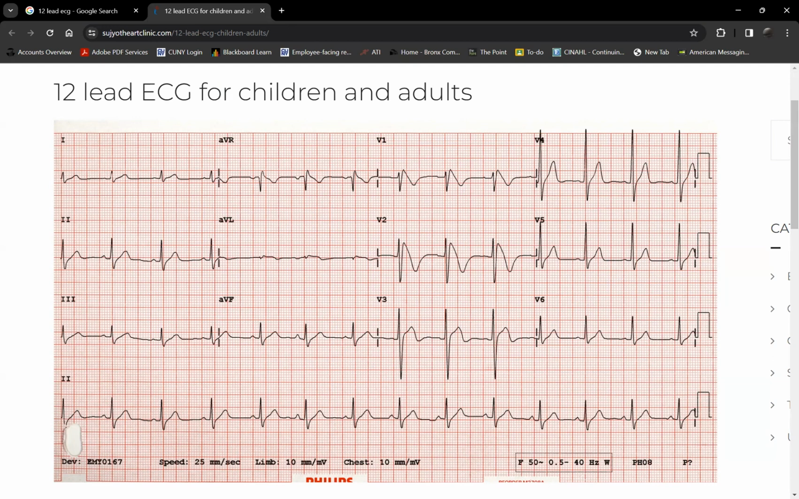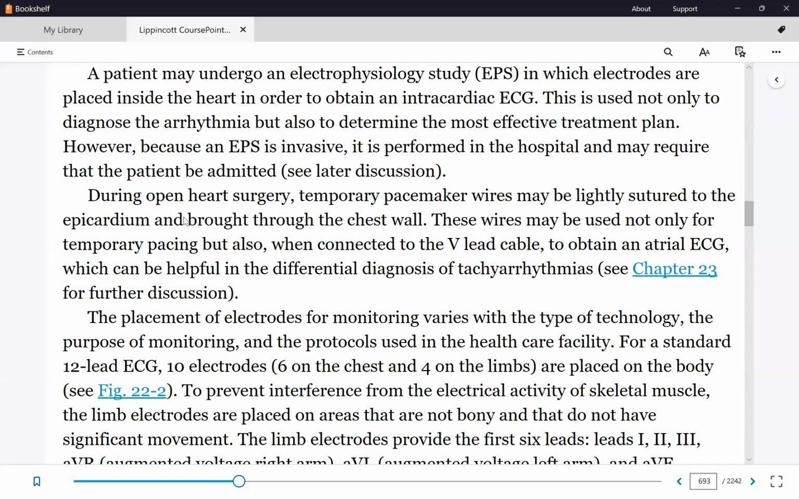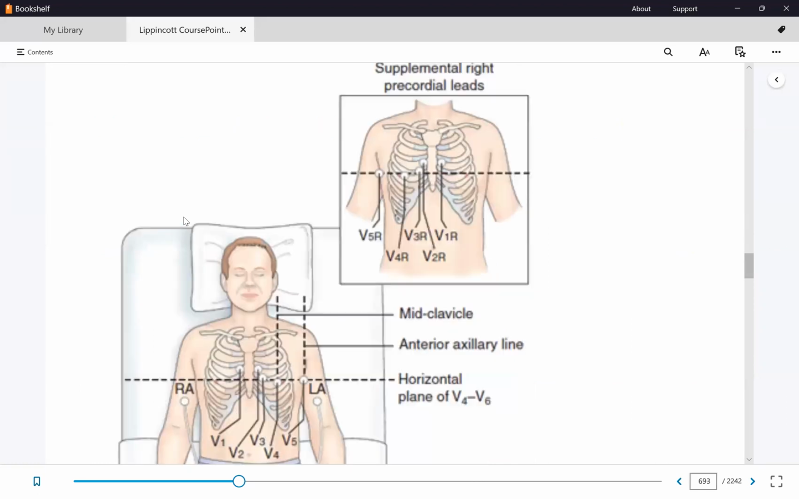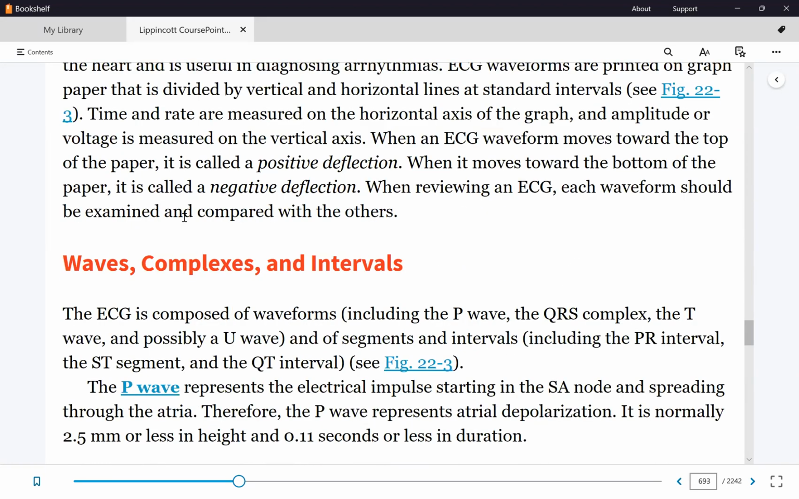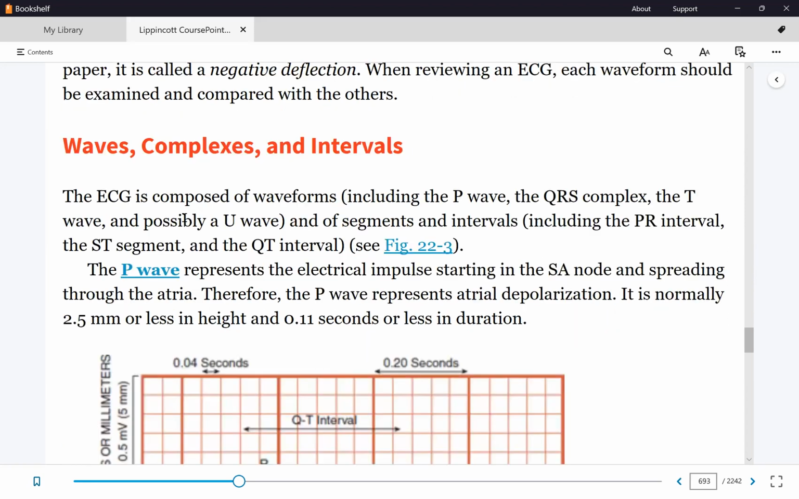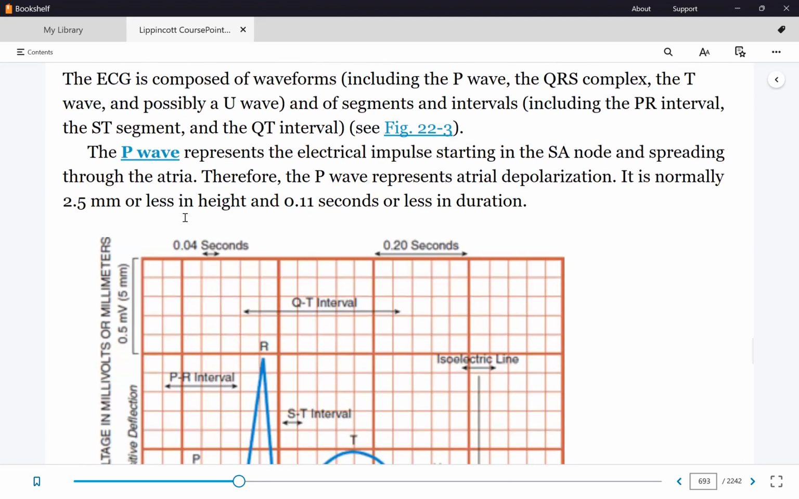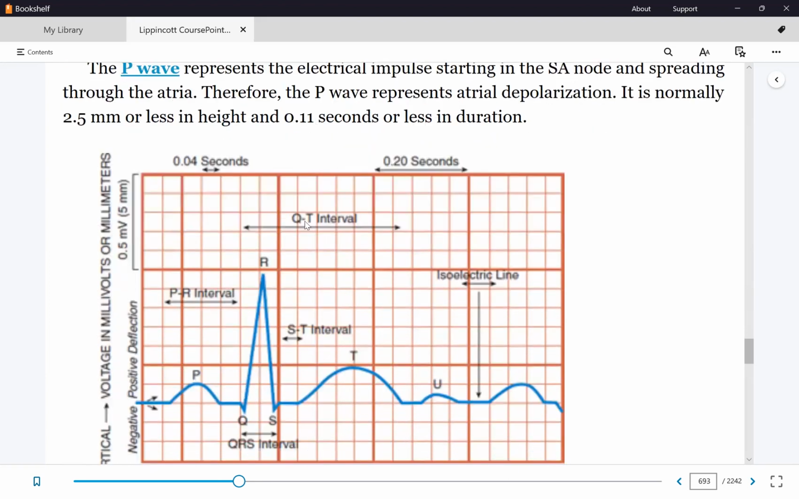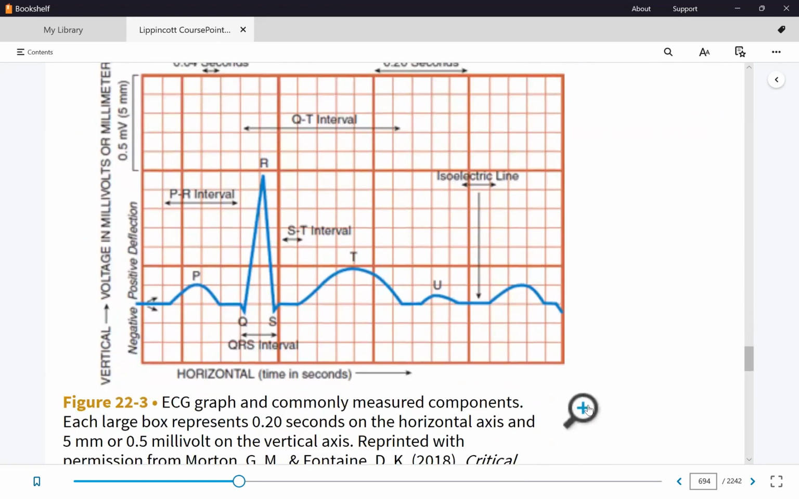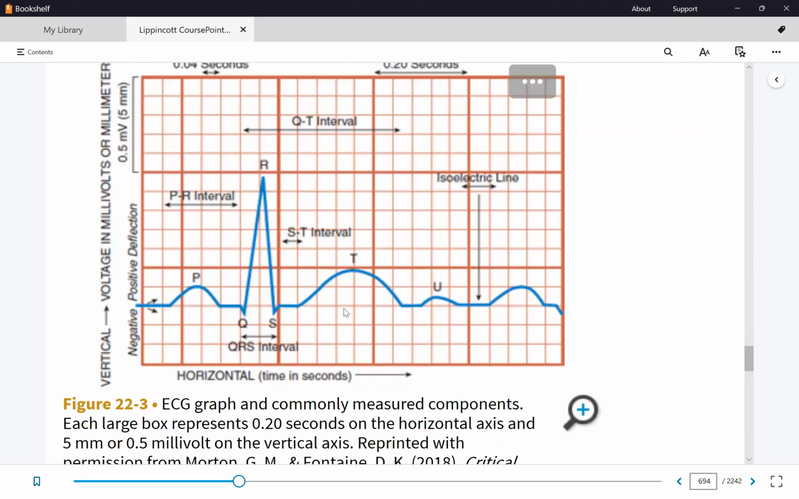Our concern is the interpretation of the rhythm and then notifying the physician. So I'll stop up to there. Then let's go now to the interpretation. Before we do that, let's look at what each wave and complex means or represents. So the first wave is the P. This is the picture. So this is the P wave.